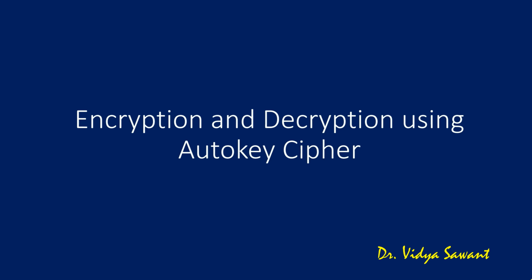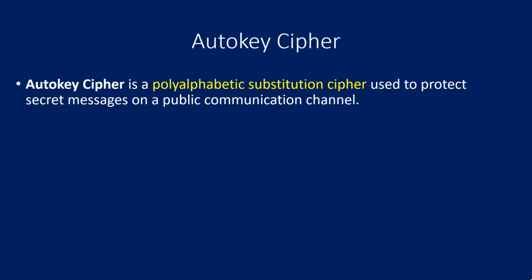Today's topic of discussion is encryption and decryption using Autokey Cipher. So first and foremost, what is an Autokey Cipher? Autokey Cipher is a polyalphabetic substitution cipher which is used to protect the secret message that is sent by a sender to a receiver on a public communication channel.